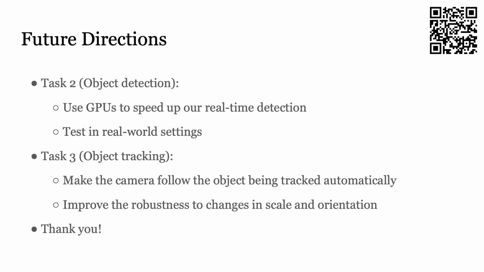Here is a list of future directions of our work. For Task 2, Object Detection, the first improvement is to integrate GPUs to speed up our real-time detection. Also, some testing in real-world settings should be carried out. For Task 3, Object Tracking, the camera should follow the object being tracked automatically. Also, the robustness to changes in scale and orientation can be improved.